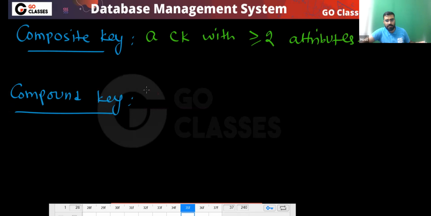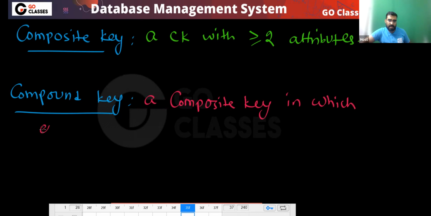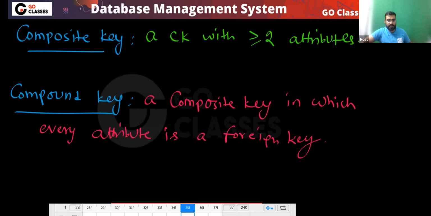What is a compound key? A compound key is also a composite key. It is a composite key in which every attribute is a foreign key. Is this clear? So this is a composite key in which every attribute is a foreign key.